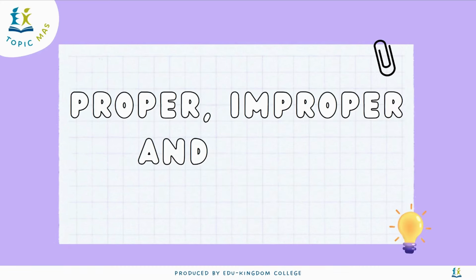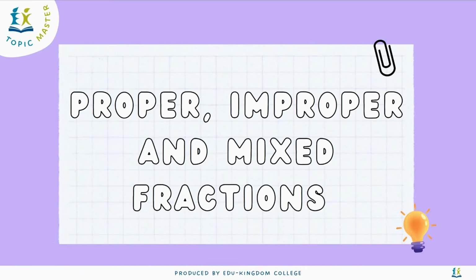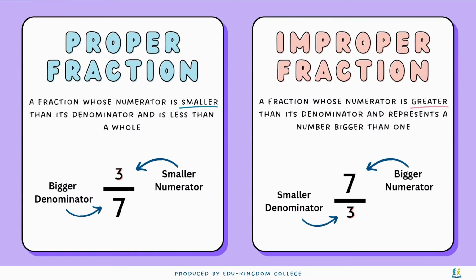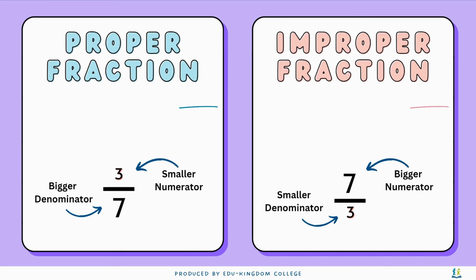In this video, we'll be looking at proper, improper, and mixed fractions. What are proper and improper fractions? Proper fractions are fractions whose numerator is smaller than its denominator and is less than a whole. We can see the number on top is smaller and the number on the bottom is bigger. Improper fractions are fractions whose numerator is greater than the denominator and represents a number greater than 1. The number on top is going to be bigger and the number on the bottom is going to be smaller.